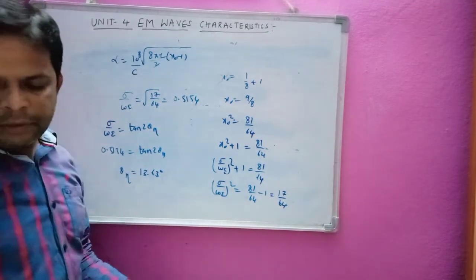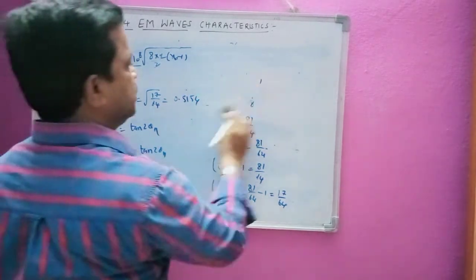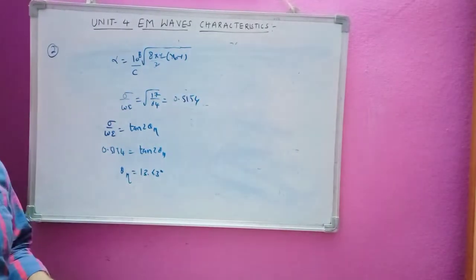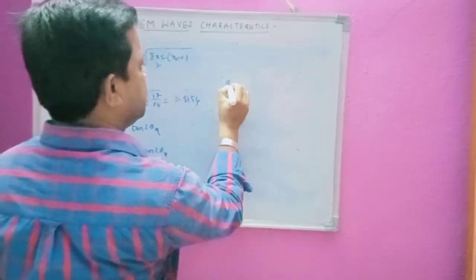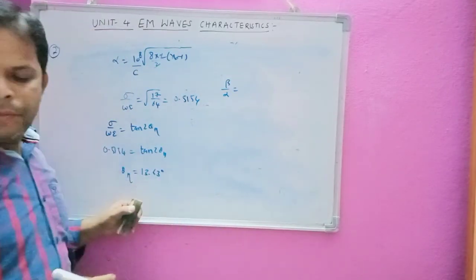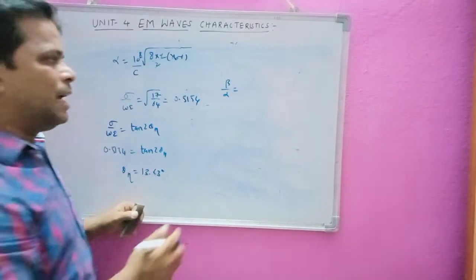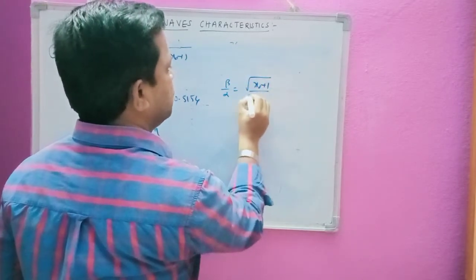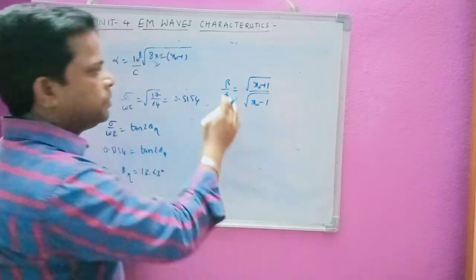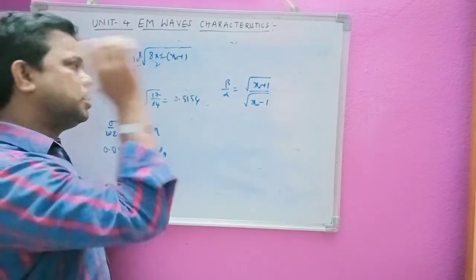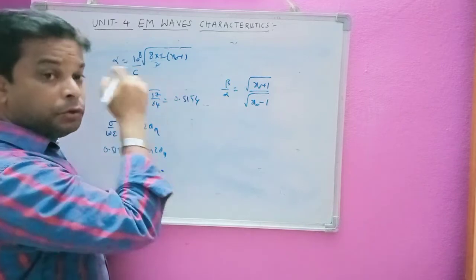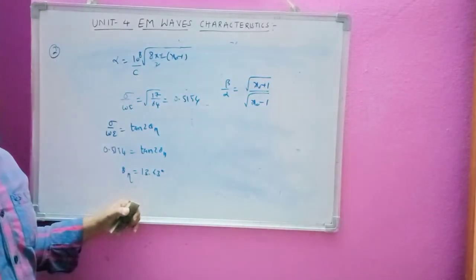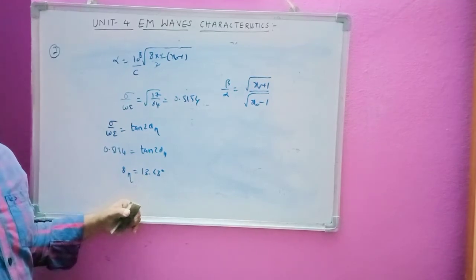Now similarly I can calculate the beta value by taking the ratio of alpha and beta. Beta by alpha we will take here. If I calculate, omega root mu by epsilon, all those values are going to be cancelled. I am left only with square root of x naught plus 1 by square root of x naught minus 1. Because all of omega root mu epsilon by 2 will get cancelled, we are left with square root of x naught plus 1 by x naught minus 1.